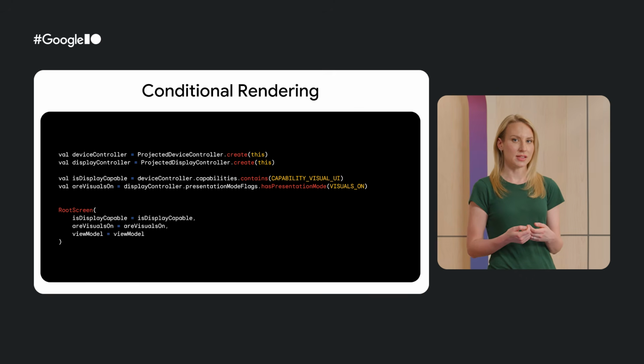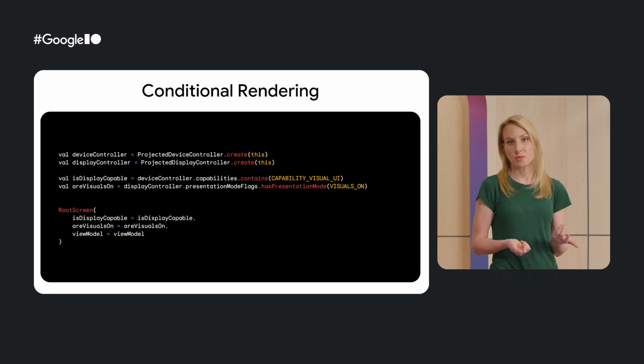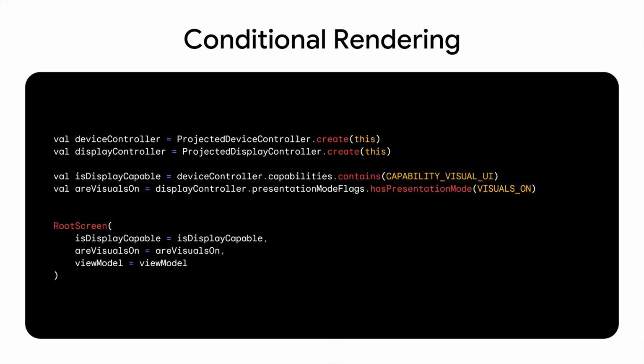When the AI glasses have a display available, some of the features we discussed could come across as redundant or verbose. The Jetpack projected library provides a few functions to help you adjust the audio experience when a display is available. You can query projected device controller capabilities and look for capability visual UI. This will let you know if the current device has a display at all. The projected device controller add presentation mode change listener will let you know when the presentation mode changes. A presentation mode of visuals on indicates that the current display is on.